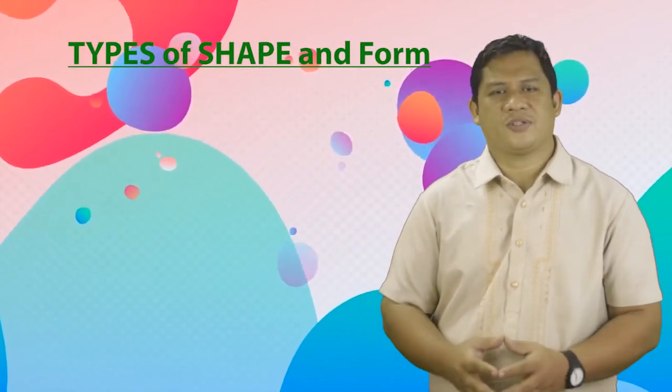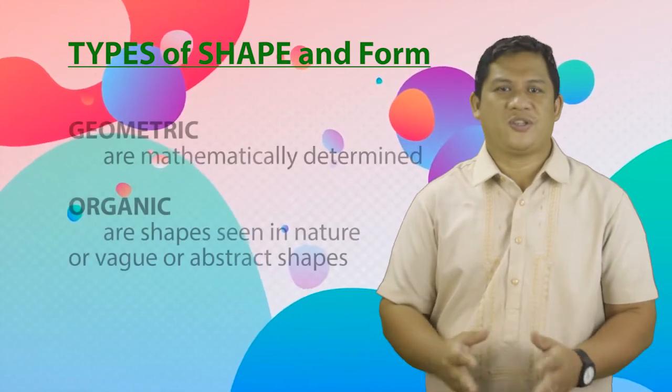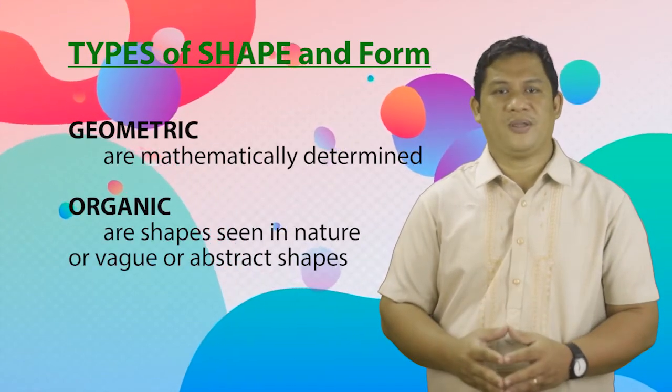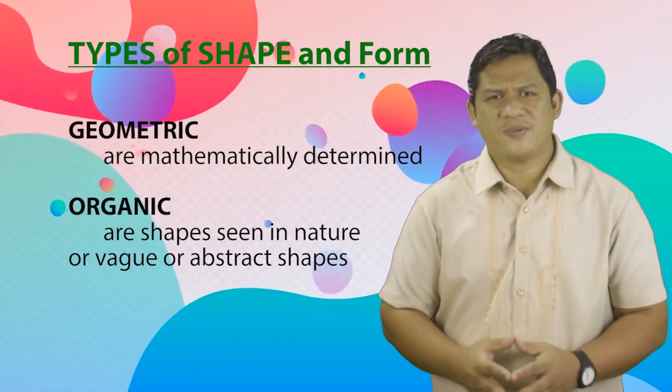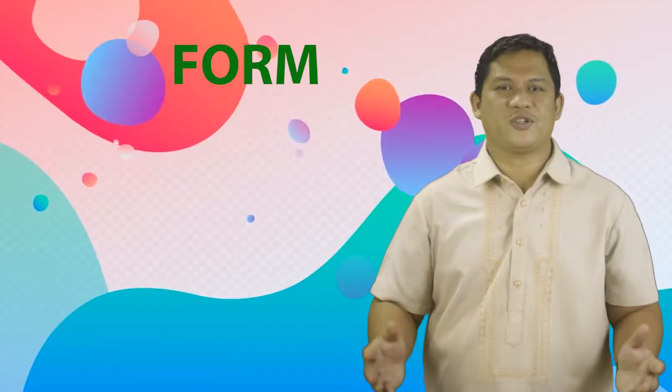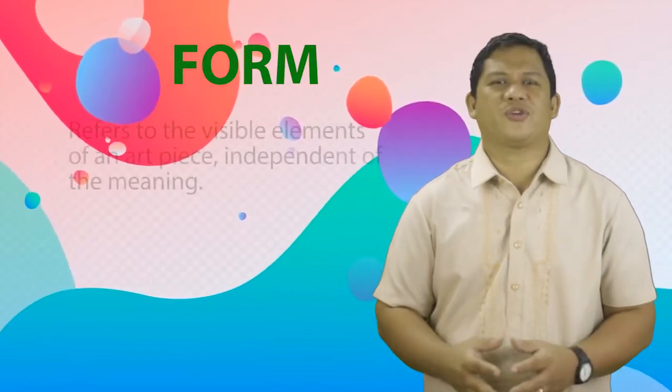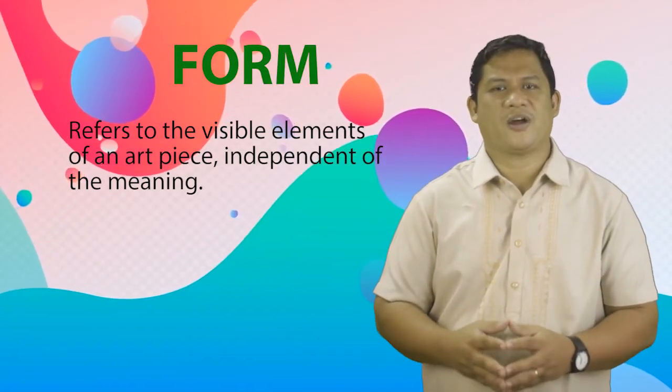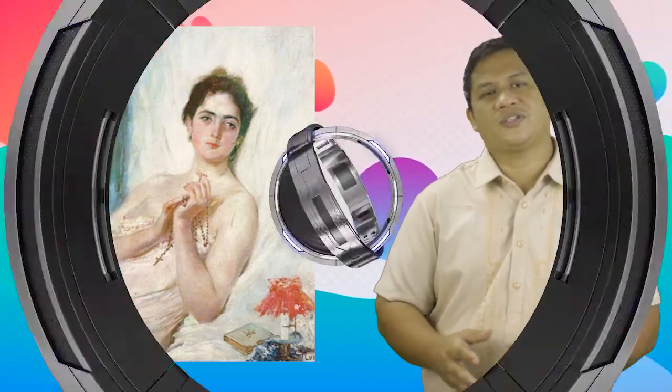These are the types and forms of shapes. Geometric shapes are mathematically determined. Organic shapes are shapes seen in nature or vague or abstract shapes. Let us understand form. Form refers to the visible elements of an art piece independent of the meaning. For example, when viewing Juan Luna's portrait of a lady, the formal elements therein are colors, space, lines, shape, and others, while the feeling of mystery and intrigue the piece evokes is an informal product of the viewer's imagination.